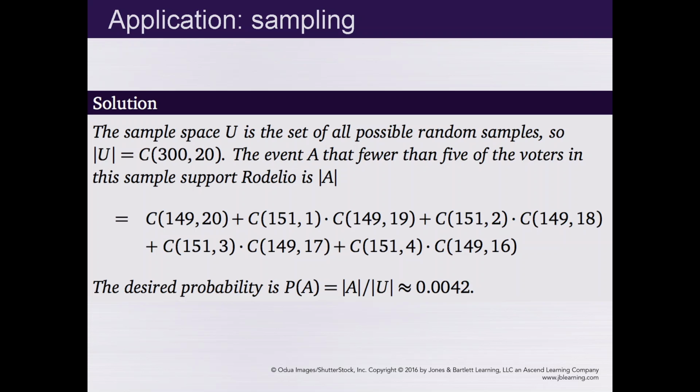So that first term is I picked 20 people who don't like him. The second term, that product, is I picked 1 person that likes him out of the 151, and then 19 that don't, and then 2 and 18, 3 and 17, 4 and 16. So 0, 1, 2, 3, 4 supporters. You have to add all that up, but that's all going to be divided by how many ways you can pick 20 people out of 300. That's 300 choose 20. And then we end up with less than 0.5%. So it's very unlikely that he'll pick a sample that has this little support.